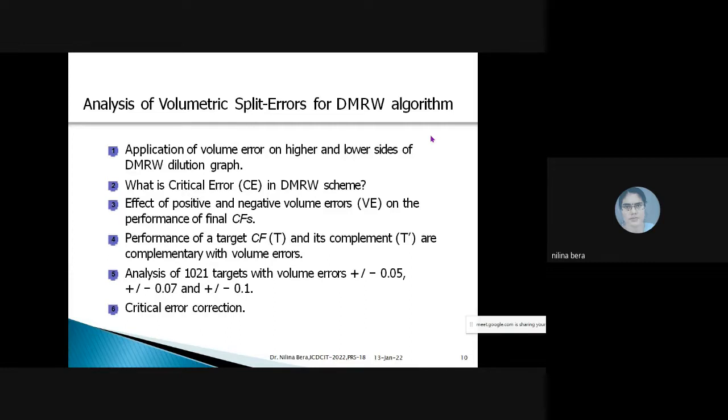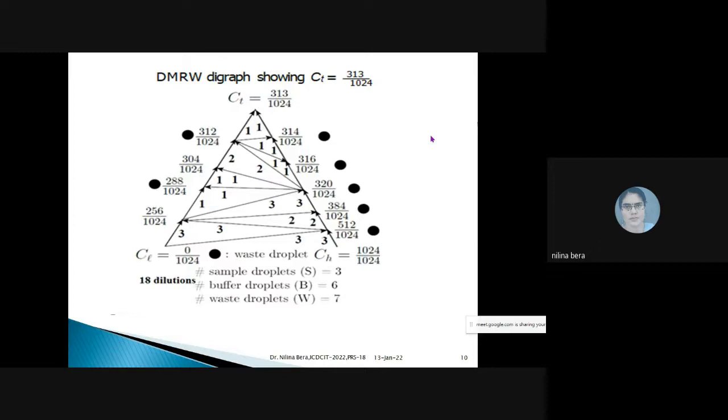So let's see. This is basically a well-known target, 313 upon 1024. Ten steps are there, and this is the way we are creating the DMRW diagram. Here we need 3 drops of sample and 6 drops of buffer, and we generate 7 waste droplets. Let's see how it performs when we introduce error in different steps.